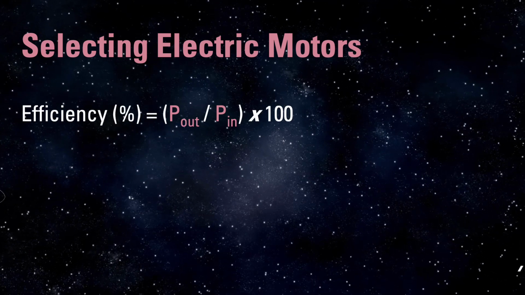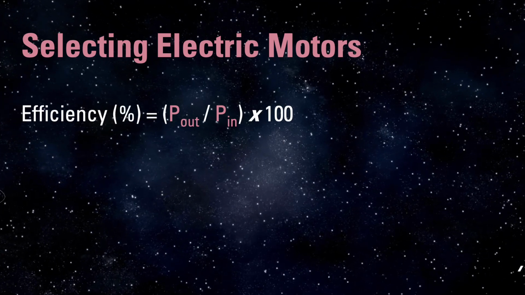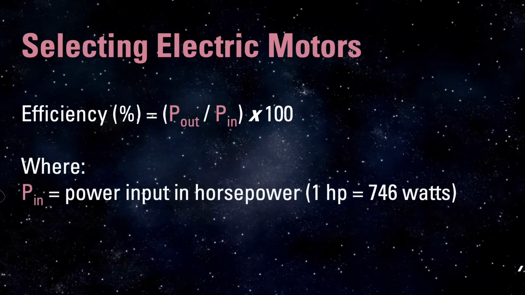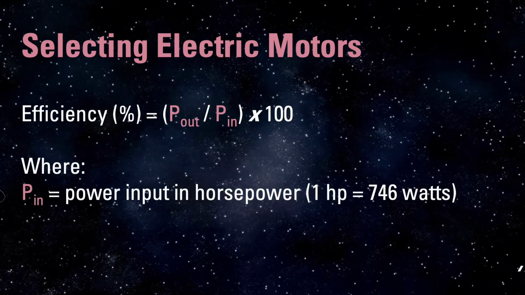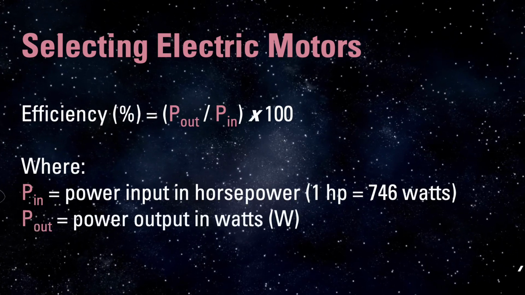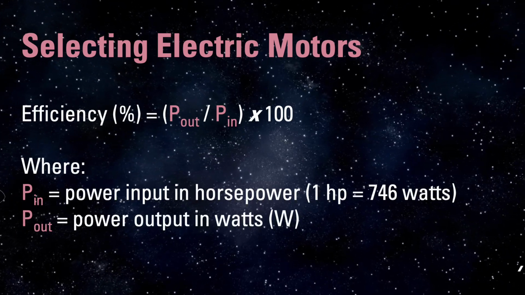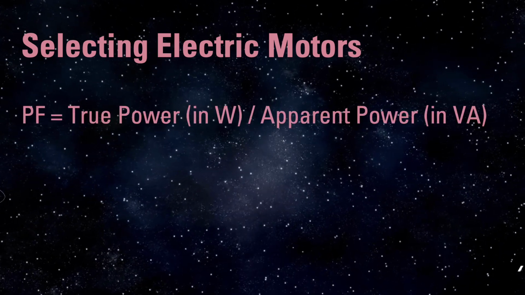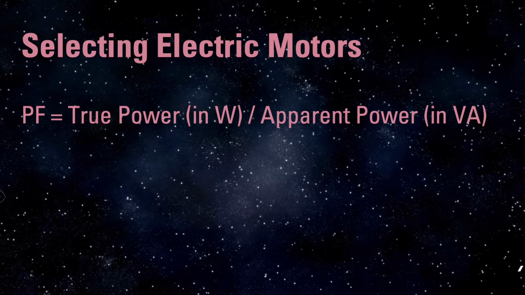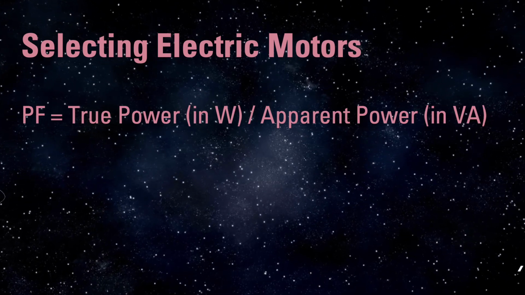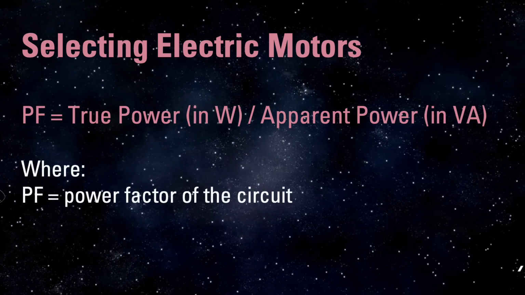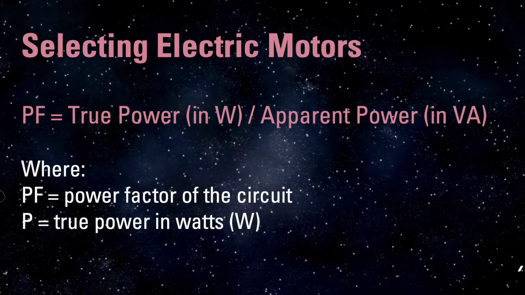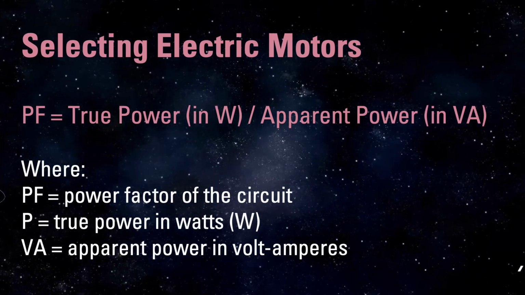The efficiency of an electric motor is equal to power output divided by power input times 100, where P in is equal to the power input in horsepower and P out is equal to the power output in watts. PF, or power factor, is equal to true power in watts divided by apparent power in volt amperes, where PF is the power factor of the circuit, P is true power in watts, and VA is apparent power in volt amperes.